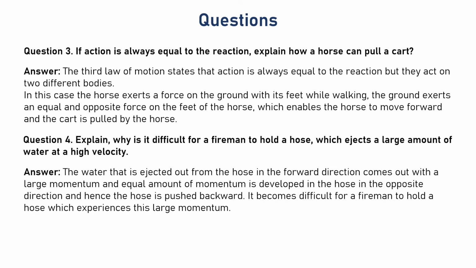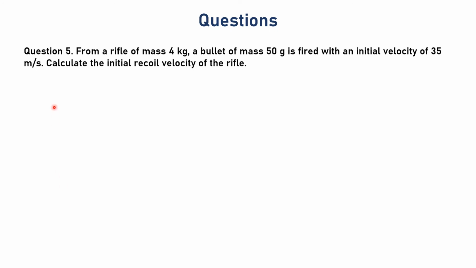This is the answer that you can note down in your copy, children, and you have to write all the question answers in your copy. Coming to the next, this is a numerical. Question number 5. From a rifle of mass 4 kg, a bullet of mass 50 gram is fired with the initial velocity of 35 meter per second. Calculate the initial recoil velocity of rifle.